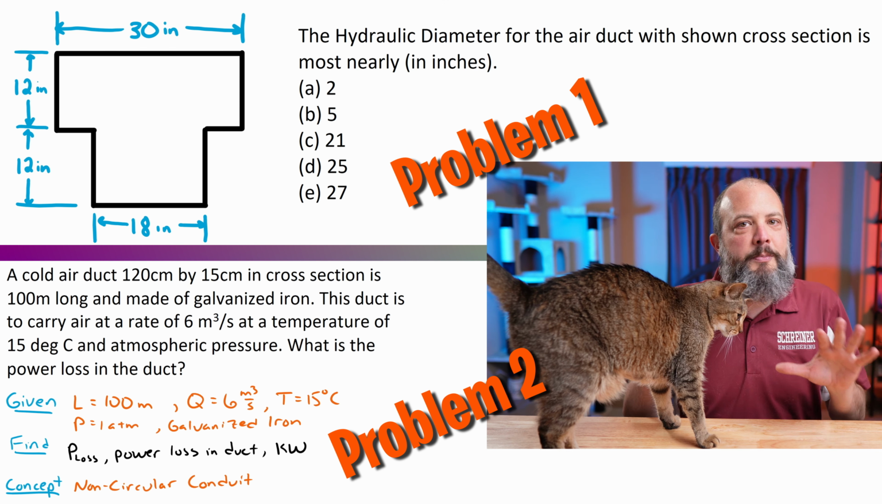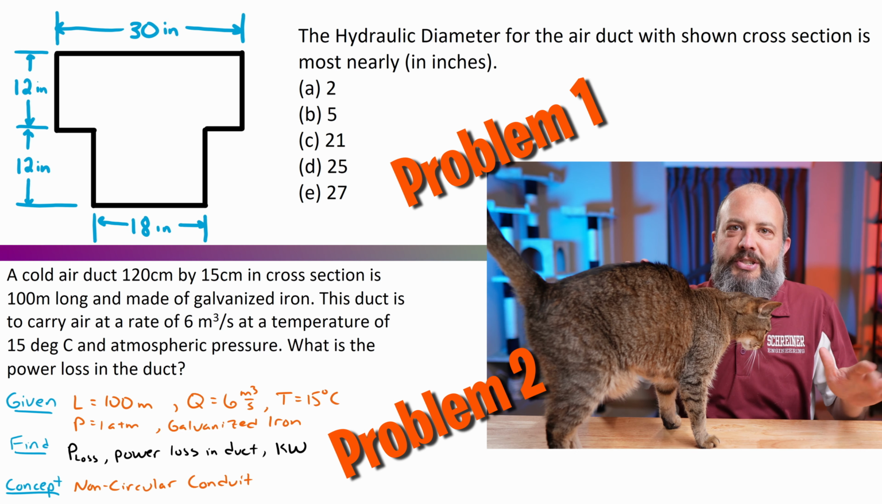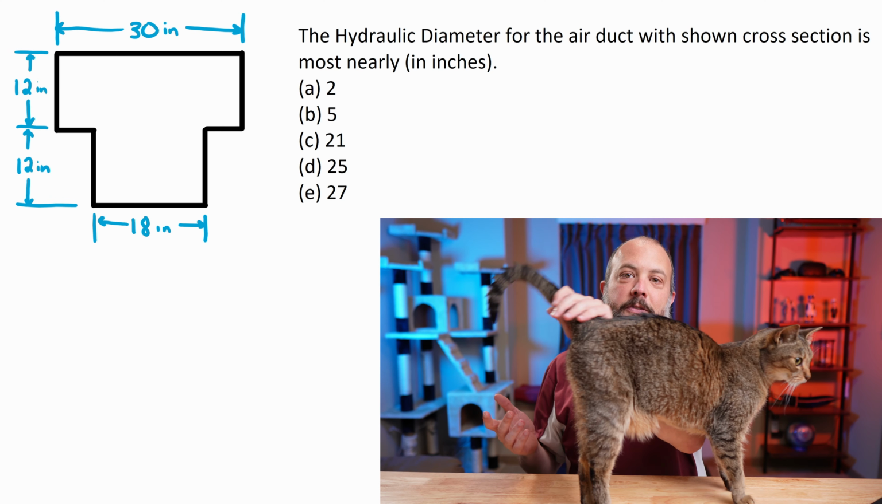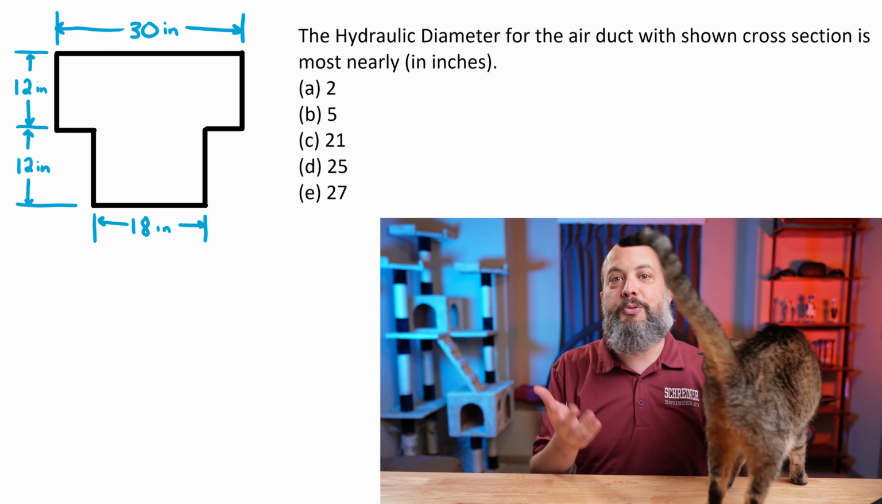Fortunately, the first problem is a super fast FE exam style multiple choice, just plug and chug question. And the second problem is more like a homework or test question, but it's not really that bad. So starting with the FE exam problem, the first thing you're gonna do is just go to the FE exam manual and type in hydraulic diameter.